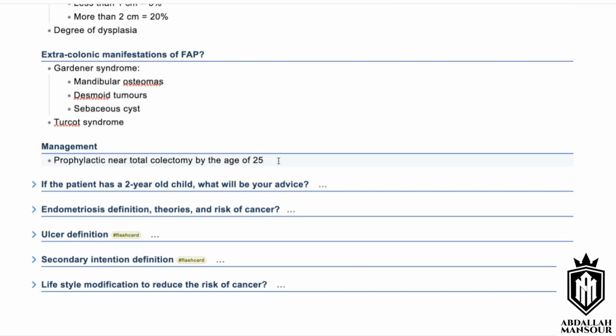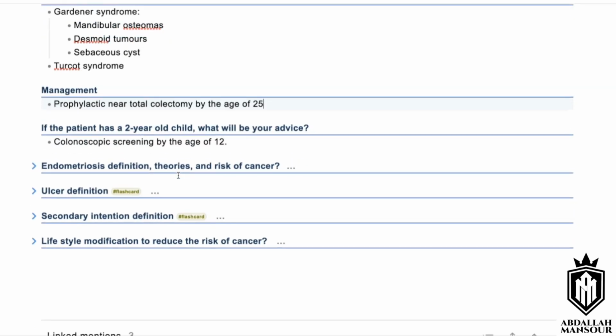All right. The patient had a 2-year-old child. What are you going to tell her about that child? The child will need screening, I think, by the age of 12. So to start screening at the age of 12, or to finish screening at the age of 12? To start screening. Yeah, so you're going to start screening by the age of 12. And again, your management plan will probably be prophylactic near total colectomy by the age of 25 if they are diagnosed with it.